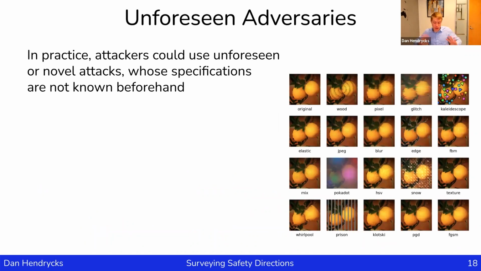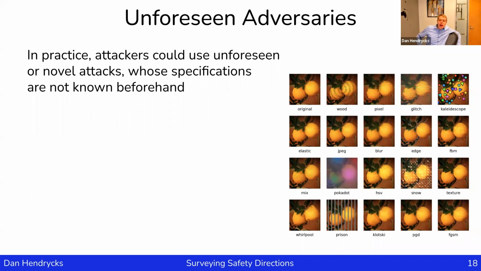On the vision side, I'll briefly mention, one could move beyond the LP threat model, as is common in adversarial robustness currently, and evaluate models against unforeseen or novel attacks whose specifications are not known beforehand. So this is kind of mixing adversarial robustness and distribution shift together. In practice, we don't know what attacks or distortions an adversary will apply, and consequently, we need to be robust to a variety of them.